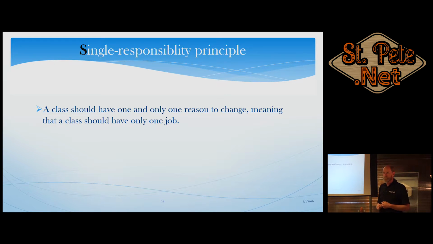Simple test for, are you following SRP? Can you describe what the class does without using the word and? This class accesses the data and presents it up. Can you document what the class does without using the word and? It's a good test. I mean, it's not perfect. But what's this going to mean? It means you're going to have a lot more classes, a lot smaller classes.